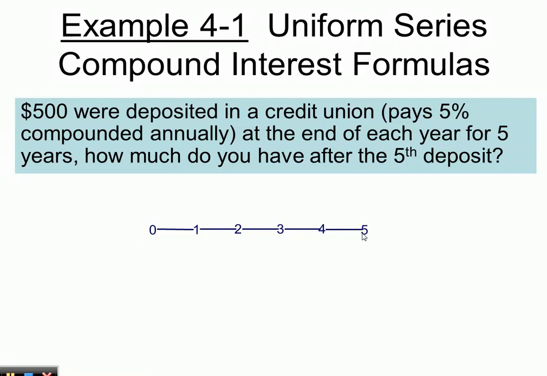And 5 will be the end of the 5th deposit. So we have $500 deposited at the end of each year. This 500 is going to appear every time: we're depositing at 1, 2, 3, 4, and 5. This is our uniform series. What we want to find is how much we have after the 5th deposit. So we want to find the equivalent future sum of money. This is what we want to find.